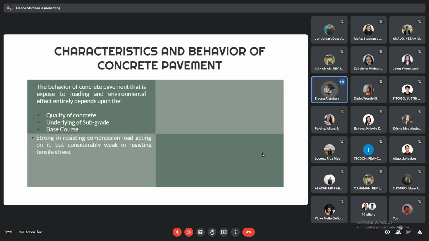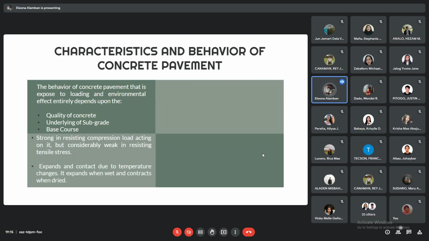Now, strong in resisting compression load acting on it, but considerably weak in resisting tensile stress. So therefore, the concrete pavement acting as a beam resting on a weak subgrade and base course is also weak in carrying heavy load associated with impact forces. The reaction and movement of the subgrade supporting the slab affect the stability of the concrete pavement.